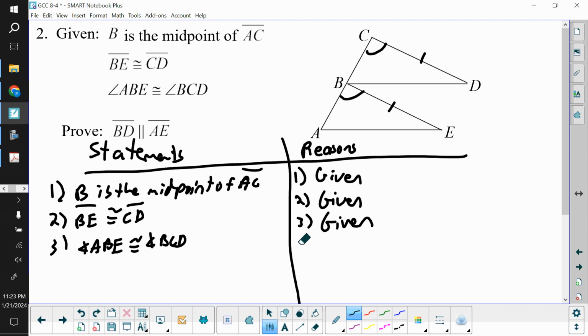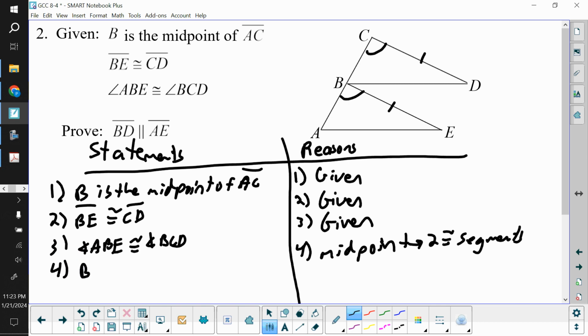So we've got a given there, the midpoint, we'll automatically do midpoint implies two congruent segments. And that's going to give us BE congruent to CD. Nope, sorry, that was the ones in the given. Let me fix that. If B is in the middle of AC, we'd have AB congruent to BC. Sorry about that. And we'll put two tick marks on that.